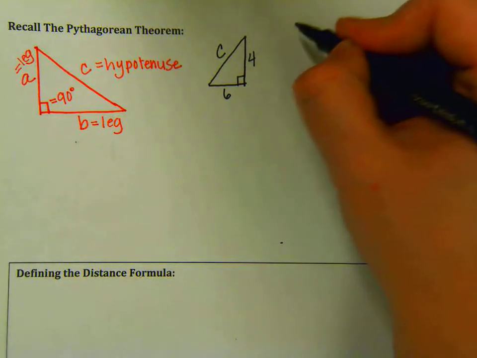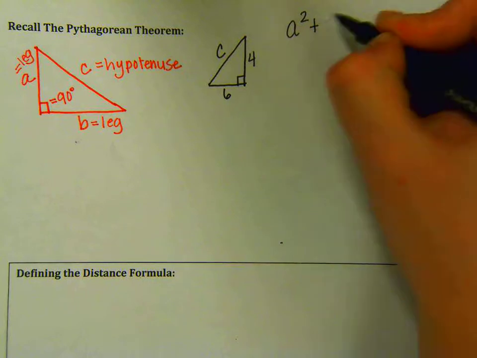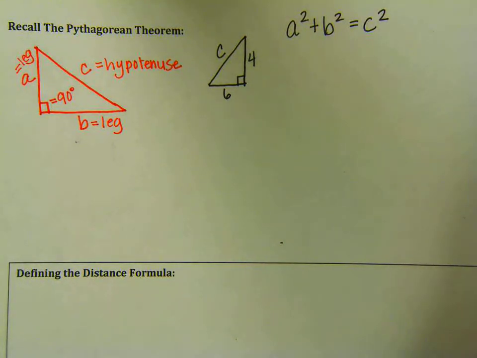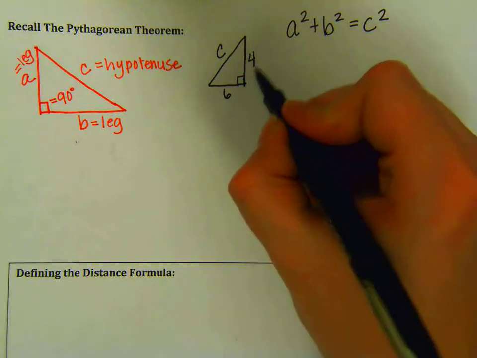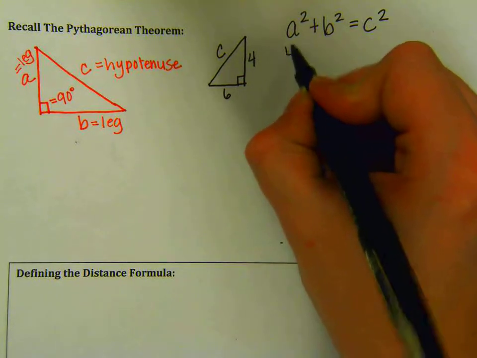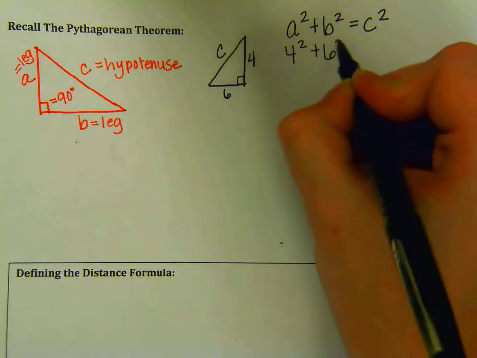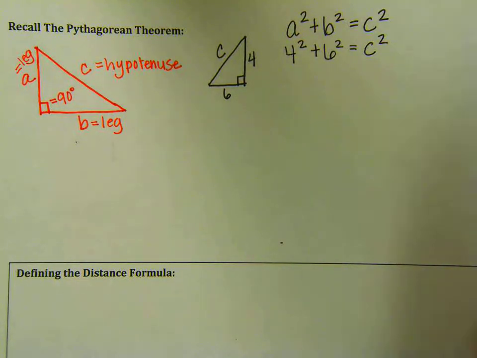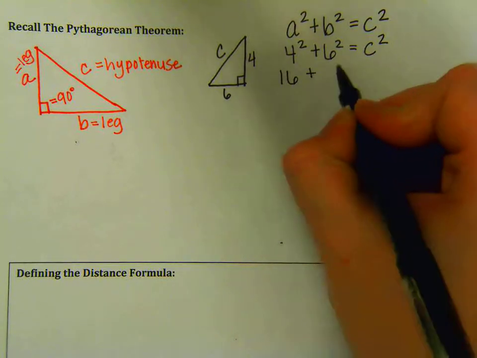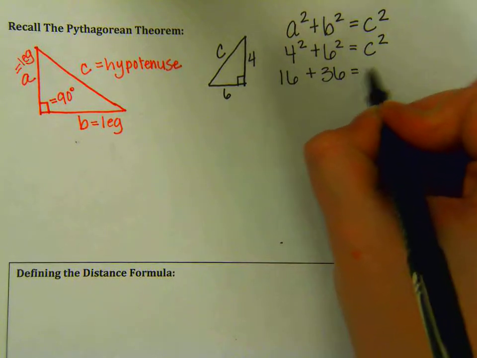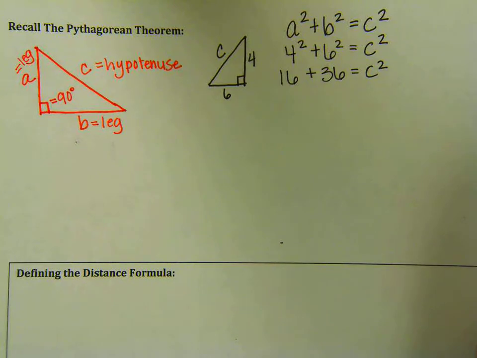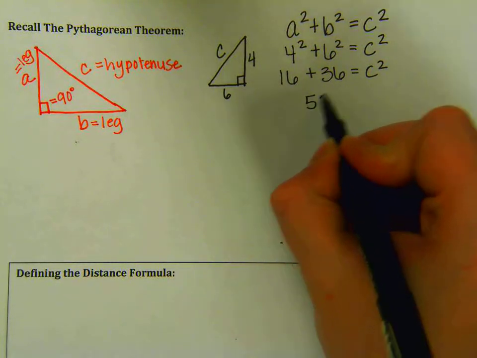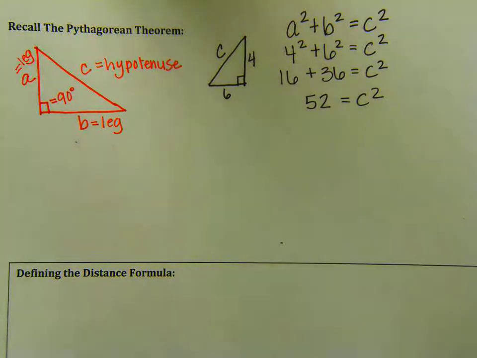So my formula is A squared plus B squared equals C squared. Plug in what you know. So A is 4, B is 6, and C I don't know. 4 squared is 16, 6 squared is 36, equals C squared. Combine like terms, so we have 52 equals C squared.